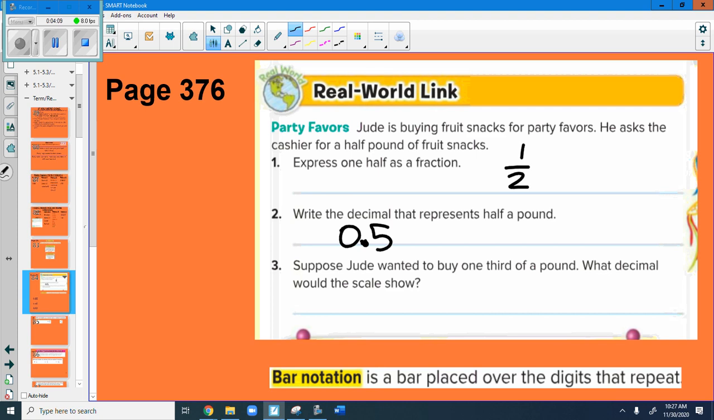Suppose Jude wanted to buy 1/3 of a pound. Now, how do we write 1/3 as a fraction? Who can tell me? Good, 1/3. She wants to buy 1/3 of a pound. What decimal would the scale show? So how do we make a fraction to a decimal? Who can tell me? Looking for some more people to volunteer and raise their hands.